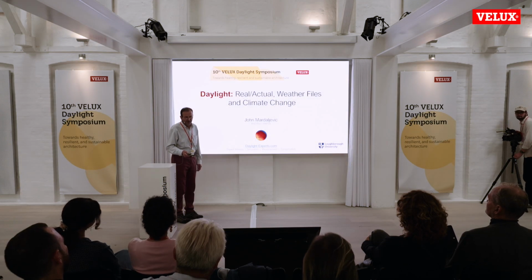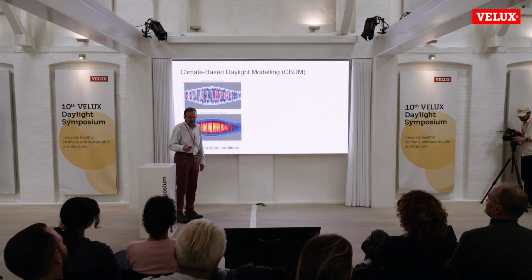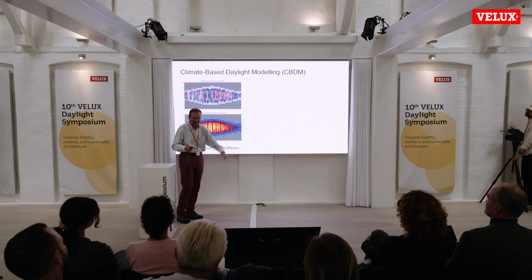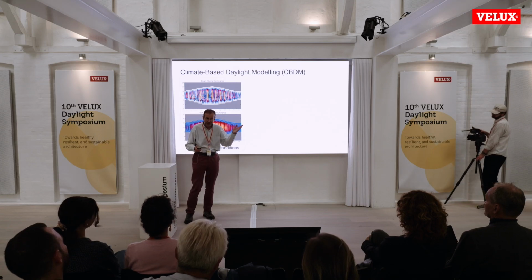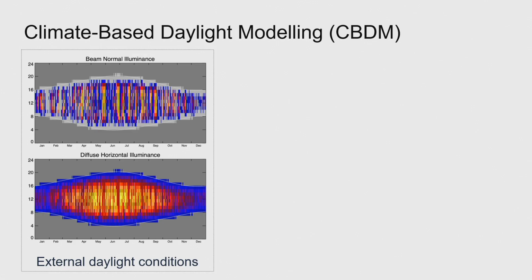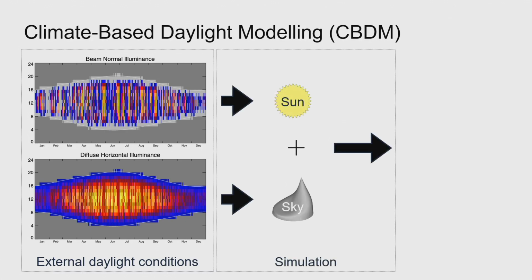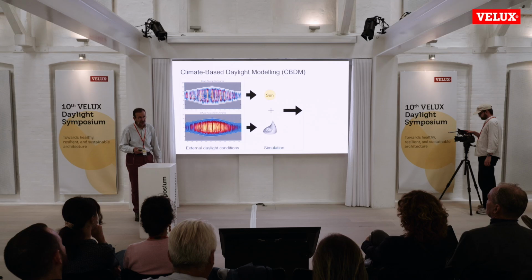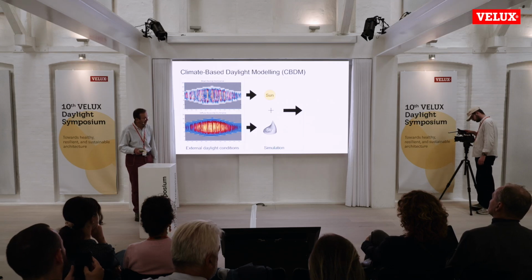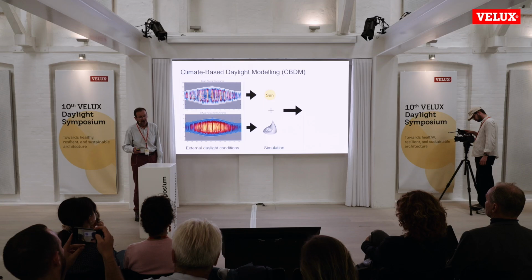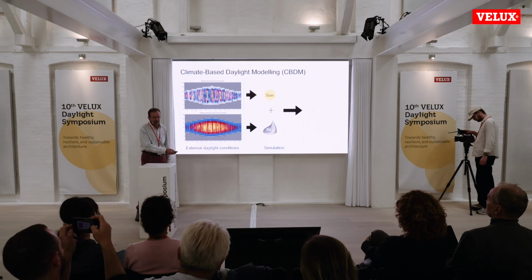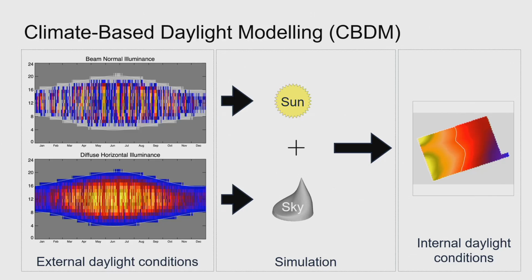So, a lot to get through. Let's start straight away. As was remarked, this is now nearly 30 years old. To do climate-based light modeling, we want a description of the sun and a description of the sky. Of course, we get this from the weather files, and we generate sun and sky conditions from those values, hourly typically, and we predict our internal illuminance in the space.